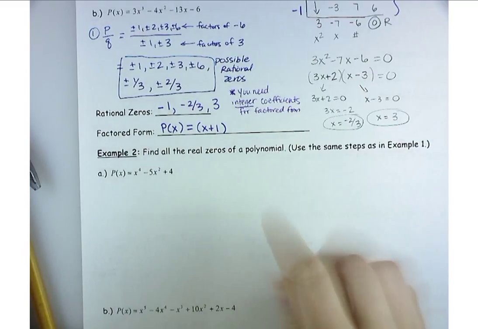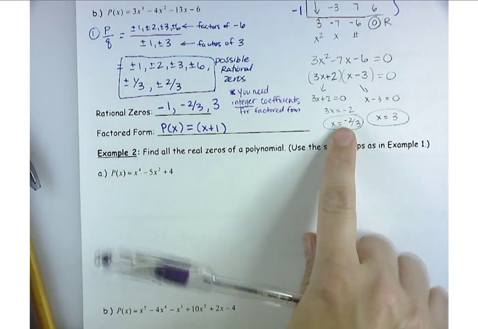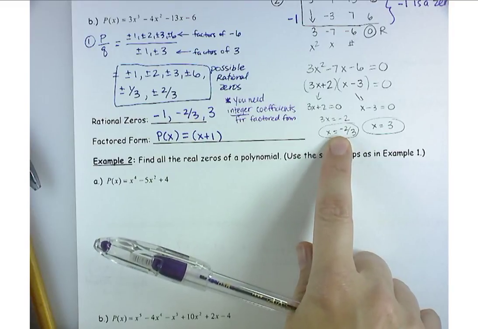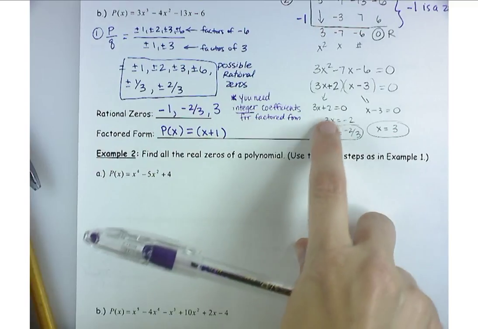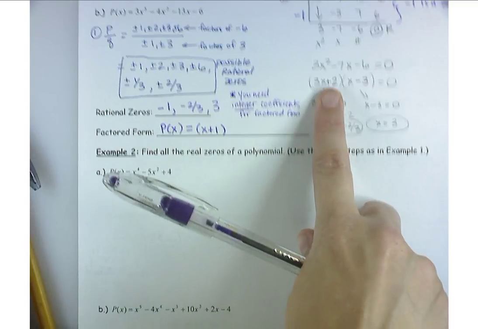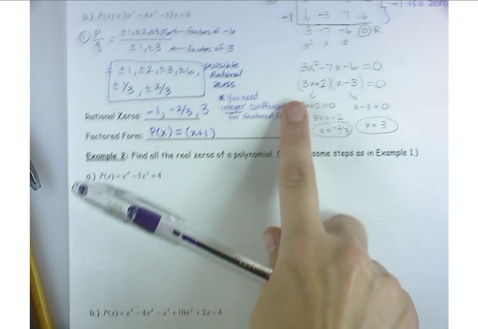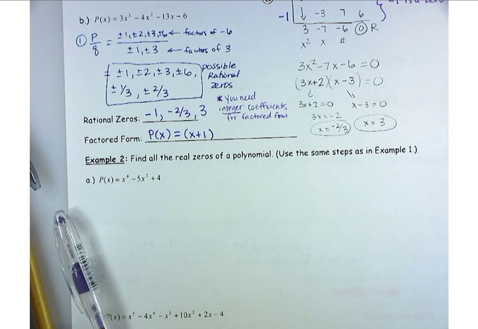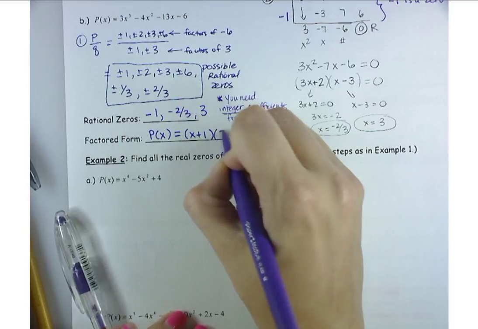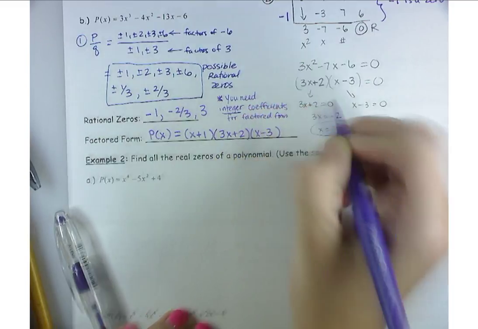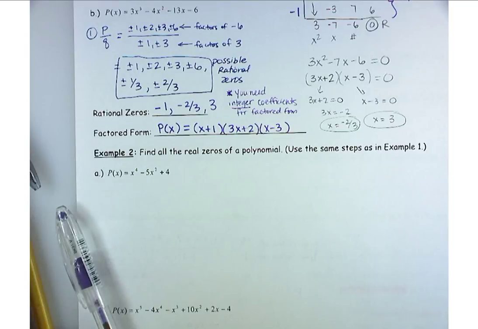Okay, so it wouldn't be x plus 2/3. What would our factored form be? Wouldn't it just be right here? Right? 3x plus 2. We already had it in factored form. Same thing with 3. It would be x minus 3. So, yep, the factored form is 3x plus 2 times x minus 3. Okay, and those would be your two final answers.